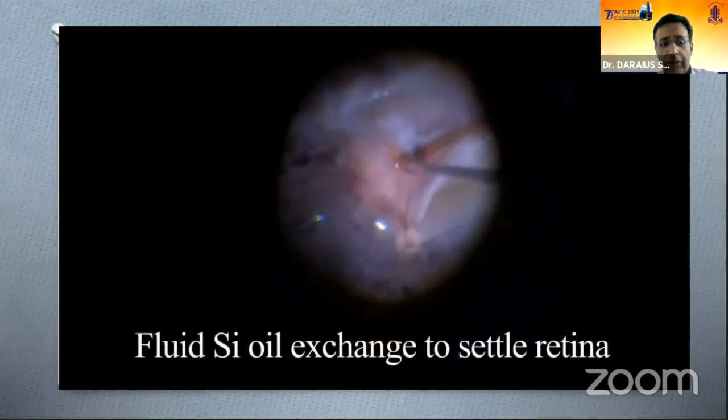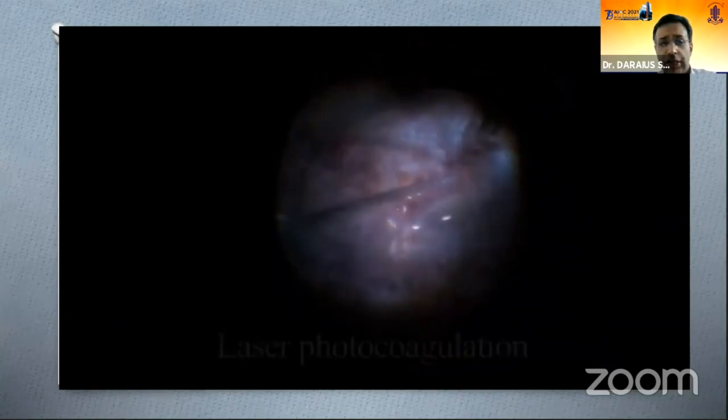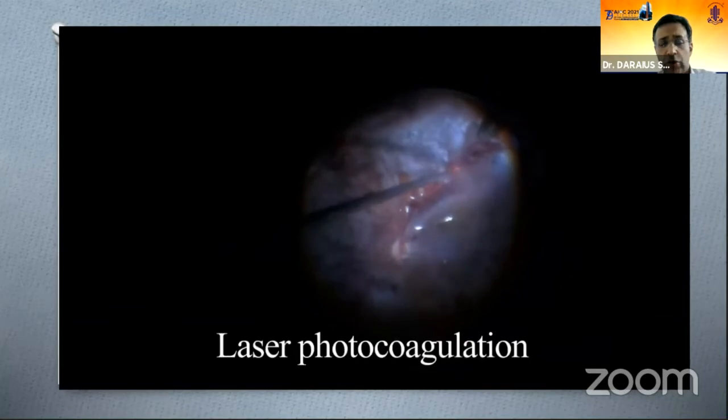I think we have to be very patient in these cases, but slowly and slowly we get rid of the membrane, and we do a fluid silicone oil exchange at the end of the surgery to settle the retina and do the laser.